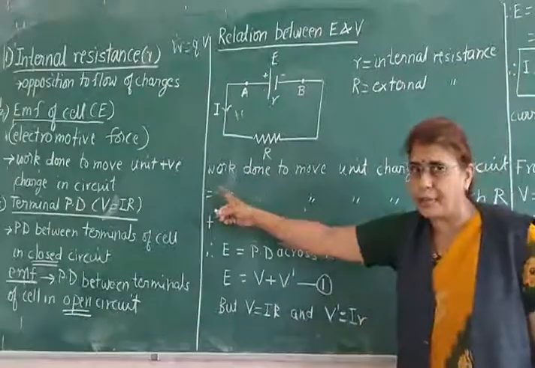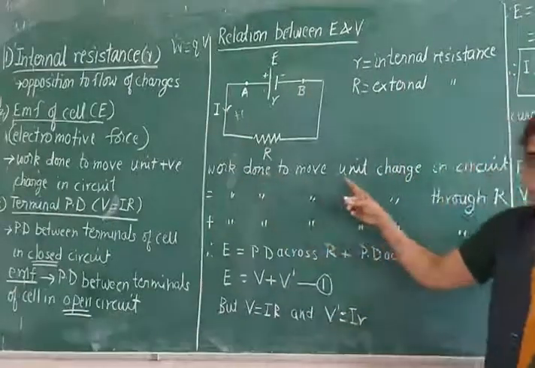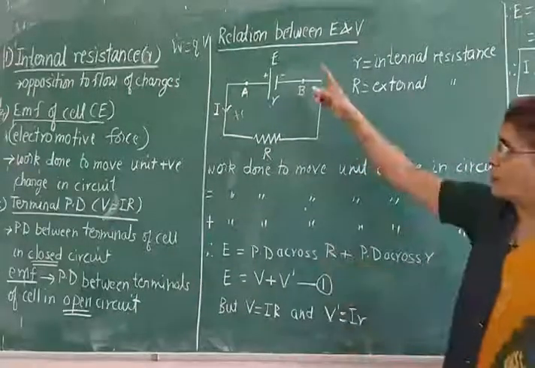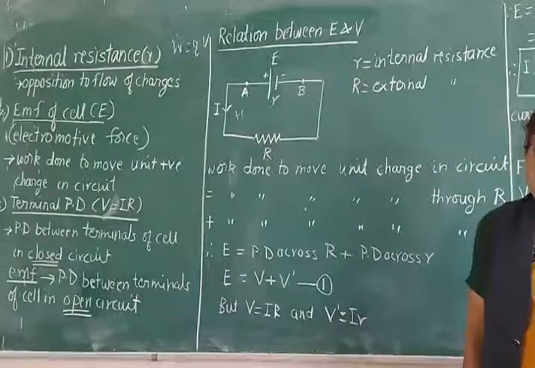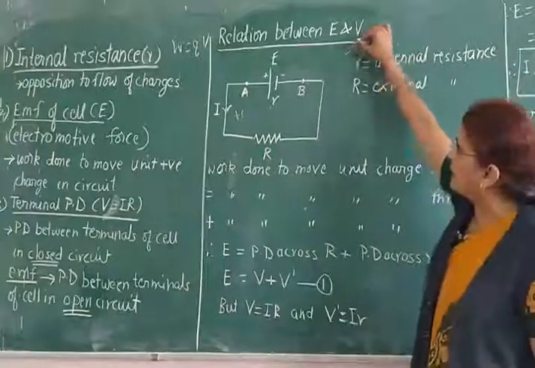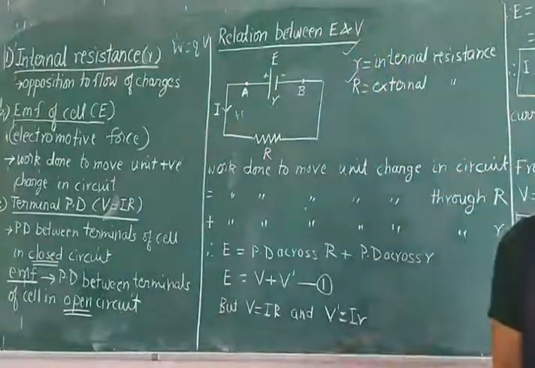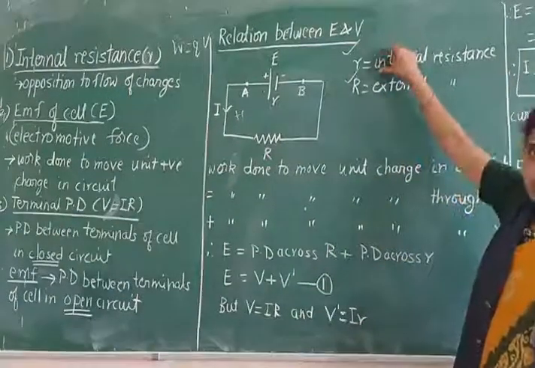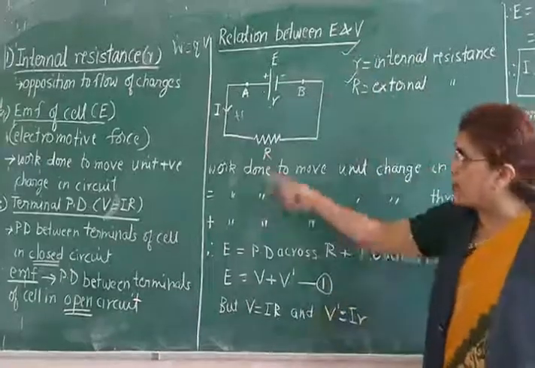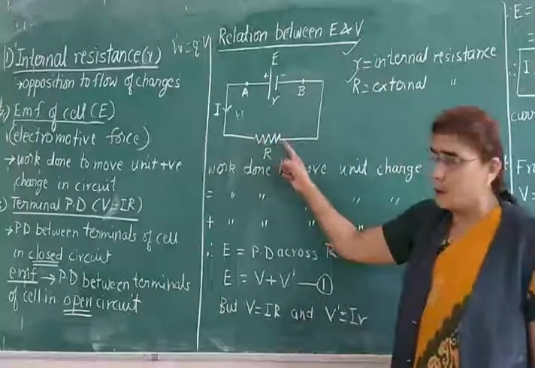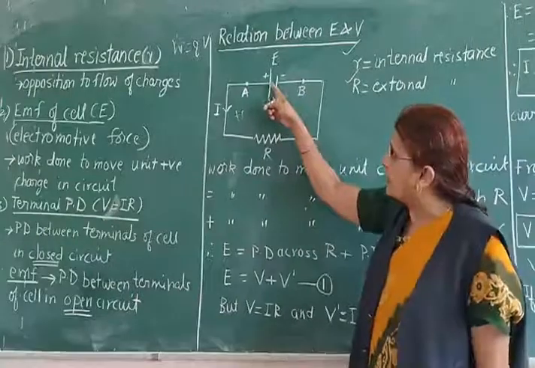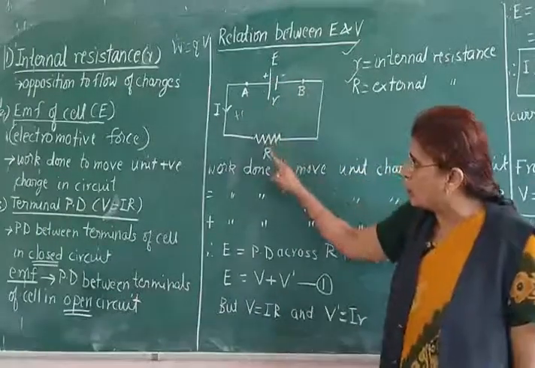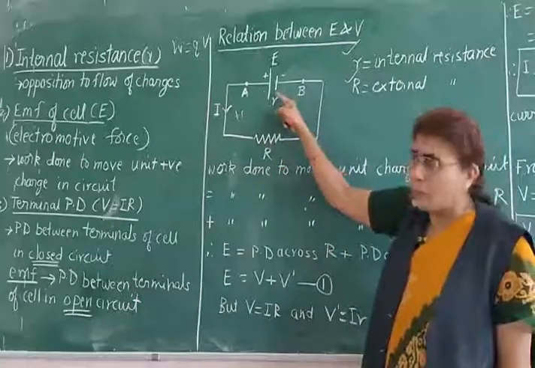What is EMF of a cell? Work done to move unit positive charge in the circuit. Now if you observe the circuit, it is a very simple circuit. Only two oppositions are there in the circuit. What are the two oppositions to the current? One is the external resistance, another is the internal resistance. So this unit charge, plus 1 charge, will first move through R, and then inside the cell there is one small resistance, that is r. So this plus 1 charge should move through capital R, and it should also move through small r.